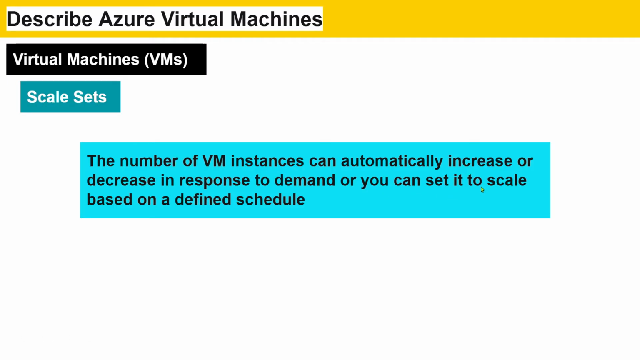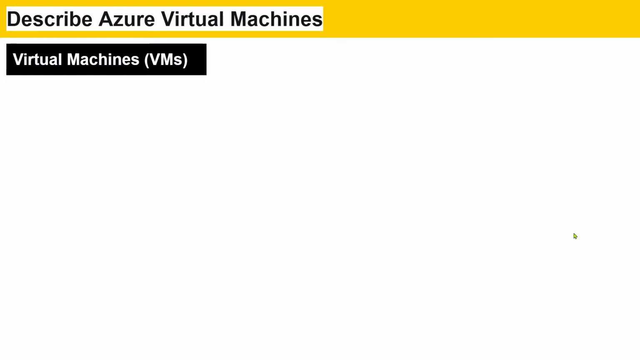Or you can set it to scale based on a defined schedule. For example, on a given time, from 10 a.m. till 4 p.m. or 6 p.m., I need so many VMs. After that, it should go down. So all this is a feature. This is more of an option or a feature that is available on Azure. Next, moving on to our next grouping called availability sets.